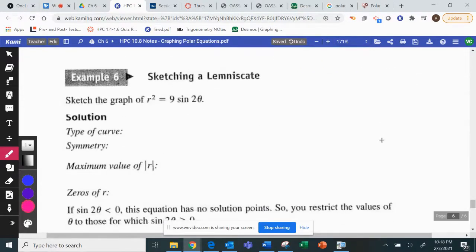Okay, so sketching a lemniscate. So hint, type of curve for this one. Now we're going to look at r squared equals 9 sine 2 theta, and that is in the section on the first page that talks about lemniscates. It's the only one that has r squared.